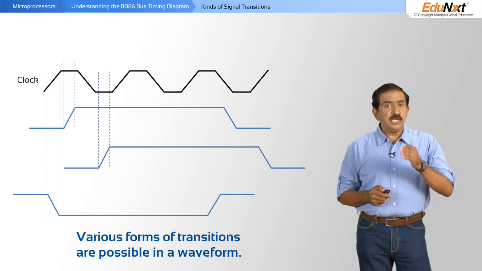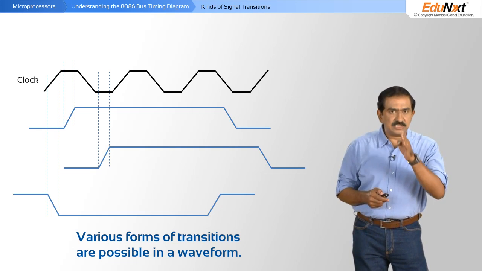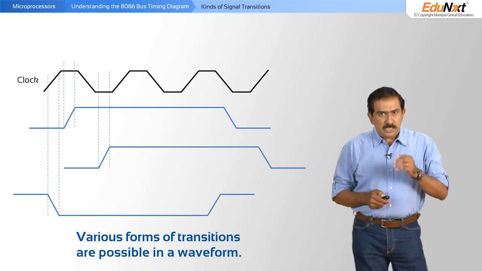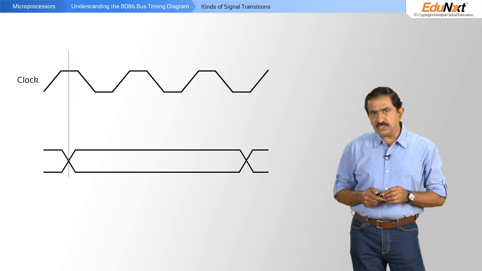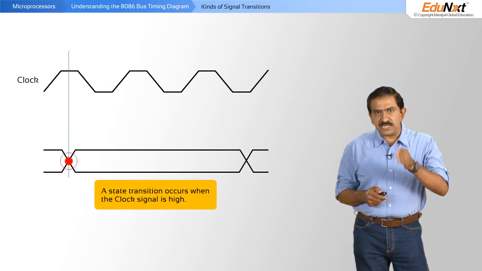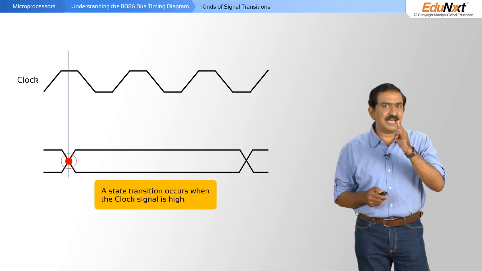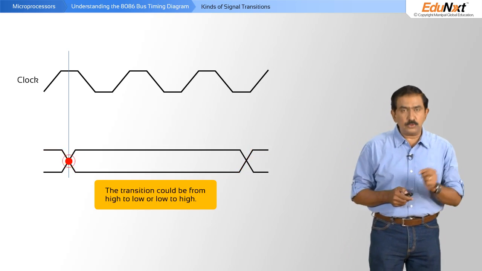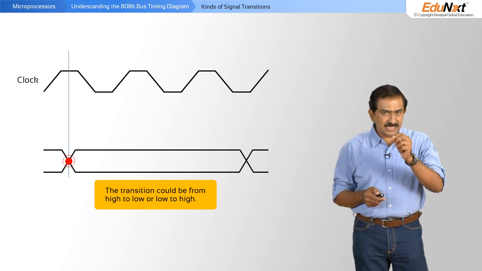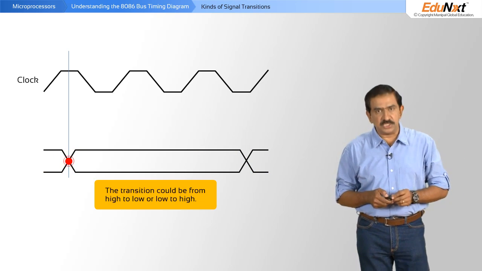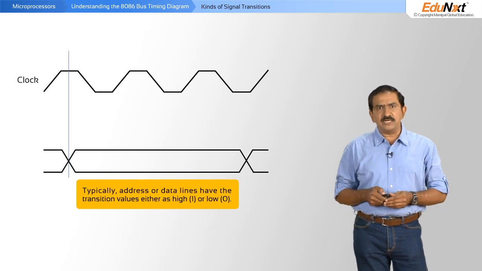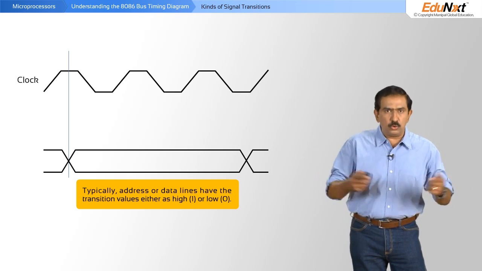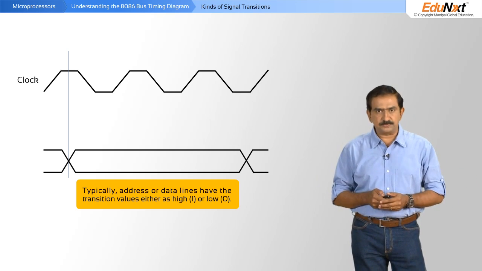So you have various forms of transitions that are possible in a waveform, and it's important for you as a hardware designer to design it such that it meets the requirements as mentioned by the manufacturer. In this example, a state transition occurs when the clock signal is high, but the transition could be from a high to a low or a low to a high. That's the meaning of this particular signal. This is typical of address lines and data lines, where every time you could have a high or a low on those two kinds of buses.